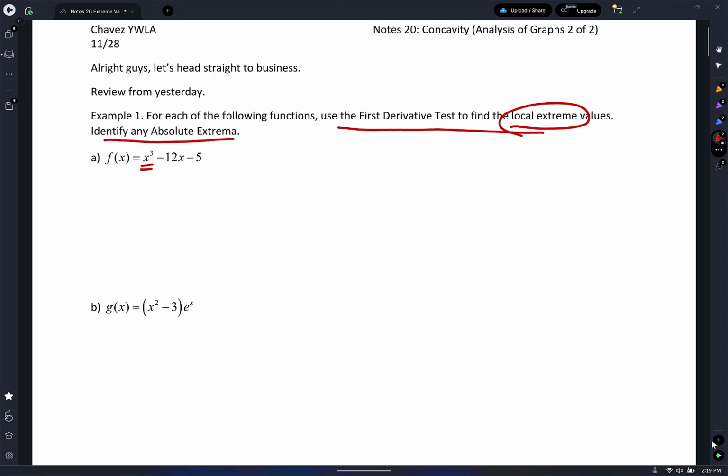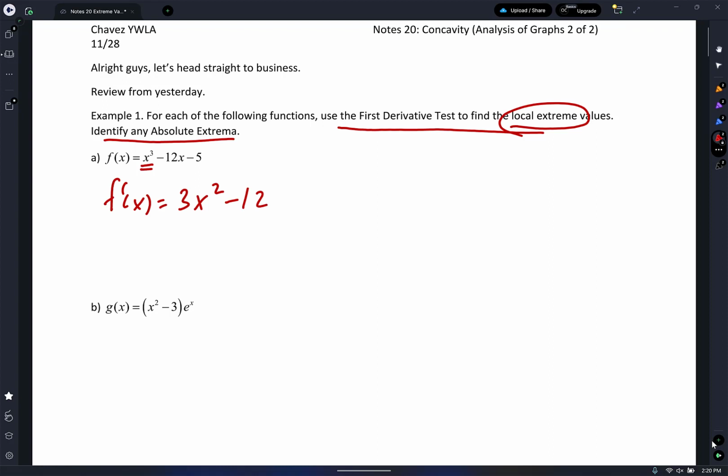I know I say here identify absolute extrema. This end behavior is x cubed, so it's not going to have absolute because x cubed looks like that, so it increases forever left to right. That's the end behavior, of course. This does decrease a little bit. How do we find where it increases or decreases? Take a derivative. So f prime of x, derivative of x cubed is 3x squared minus 12.